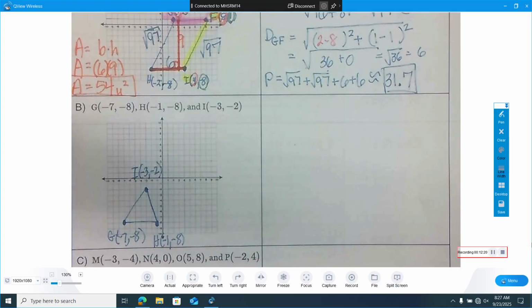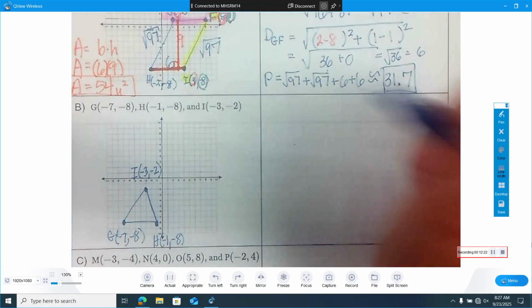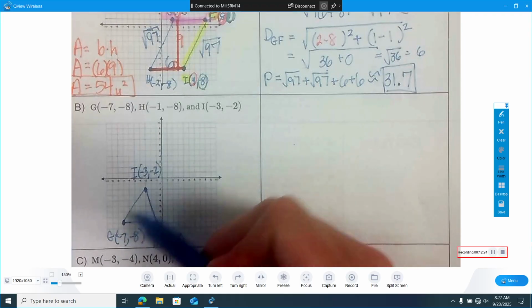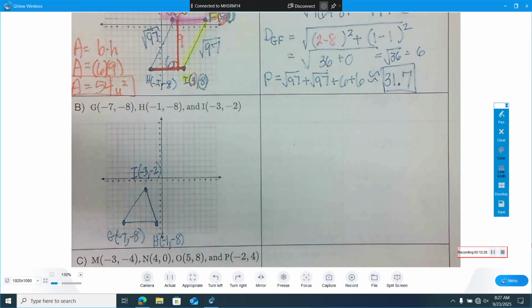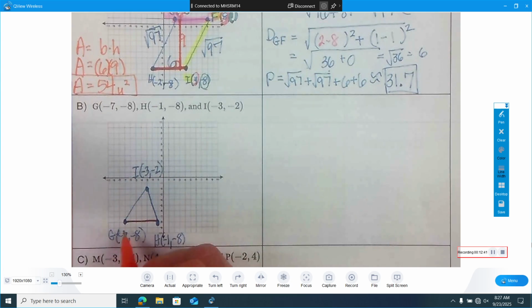Okay, so once again, if we want to find the perimeter, we're going to have to find all 3 side lengths. Is there an easy side length that doesn't take a ton of work? The base, yeah. The base right here. This base is easy to count because it's just horizontal. And so we can count 1, 2, 3, 4, 5, 6 boxes there. So it has a length of 6.